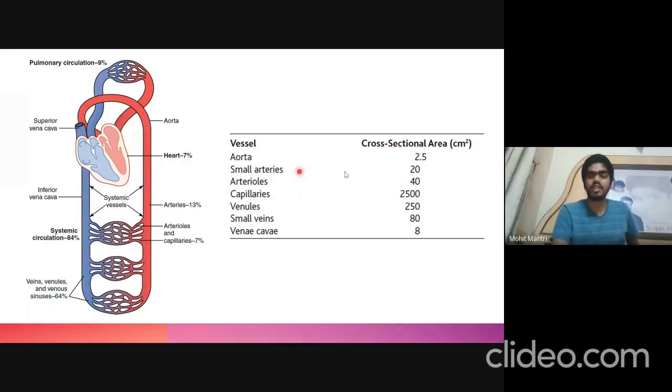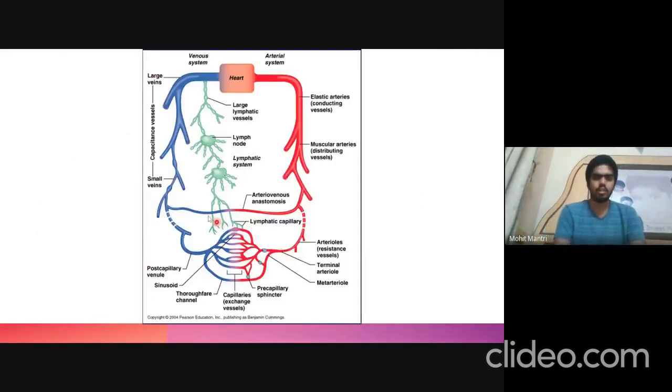And the cross section area is highest in the case of capillaries. Even though they are very small in size, the cross section area of capillaries is very high, and this is responsible for the easy transfer of oxygen from the blood capillaries to the tissues. While the cross section area in the case of the aorta or other arteries is very less, and the cross section area in veins is higher than that of arteries. So this is the whole circulation.